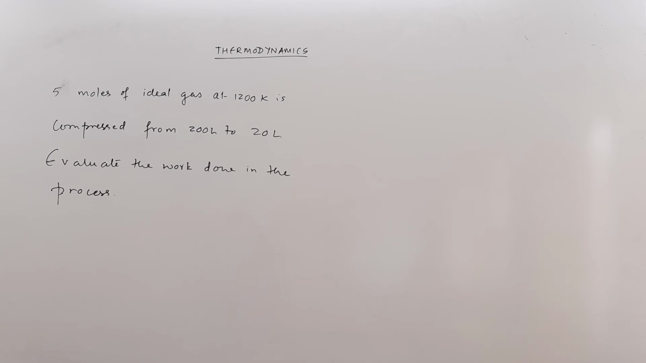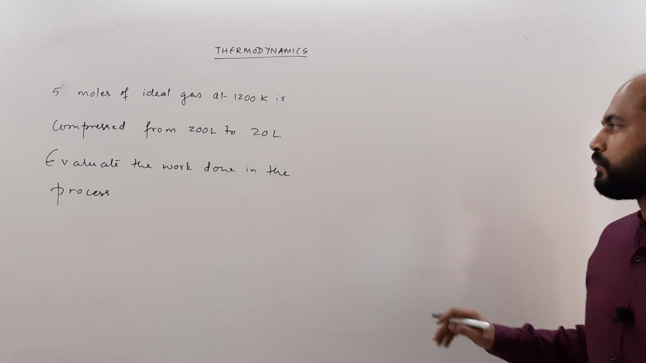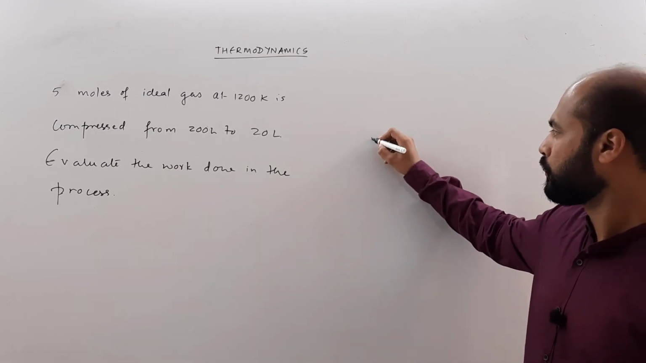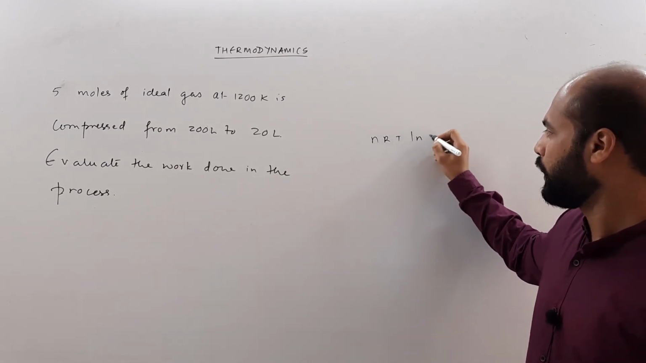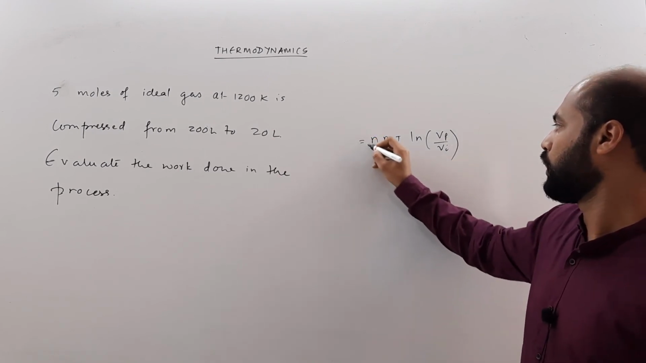Let's take up this problem. 5 moles of an ideal gas at 1200 Kelvin is compressed from 200 liters to 20 liters. Evaluate the work done in the process. So we know that the formula is going to be nRT ln V final by V initial. That's what the formula is.